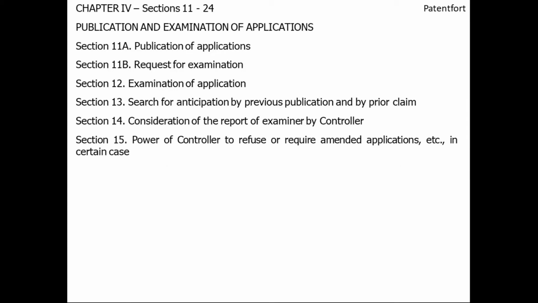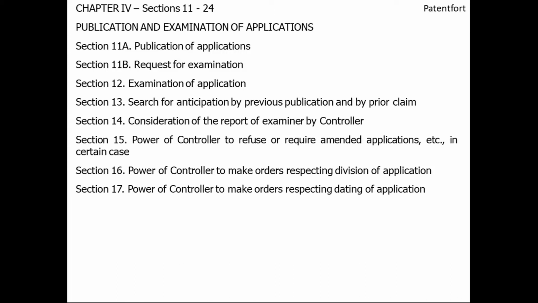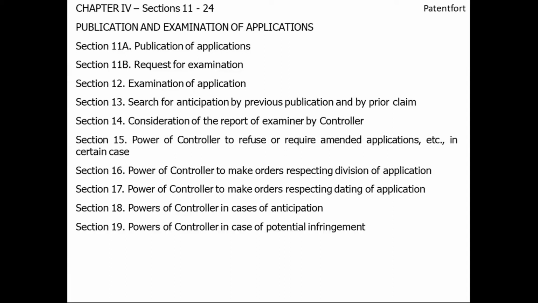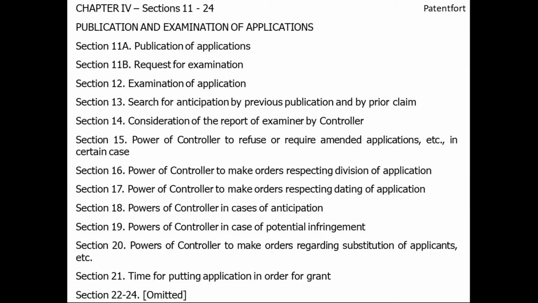in certain cases. Section 16 Power of controller to make orders respecting division of application. Section 17 Power of controller to make orders respecting dating of application. Section 18 Power of controller in case of anticipation. Section 19 Power of controller in case of potential infringement. Section 20 Power of controller to make orders regarding substitution of applicants, etc. Section 21 Time for putting application in order for grant. Sections 22 to 24 are omitted.